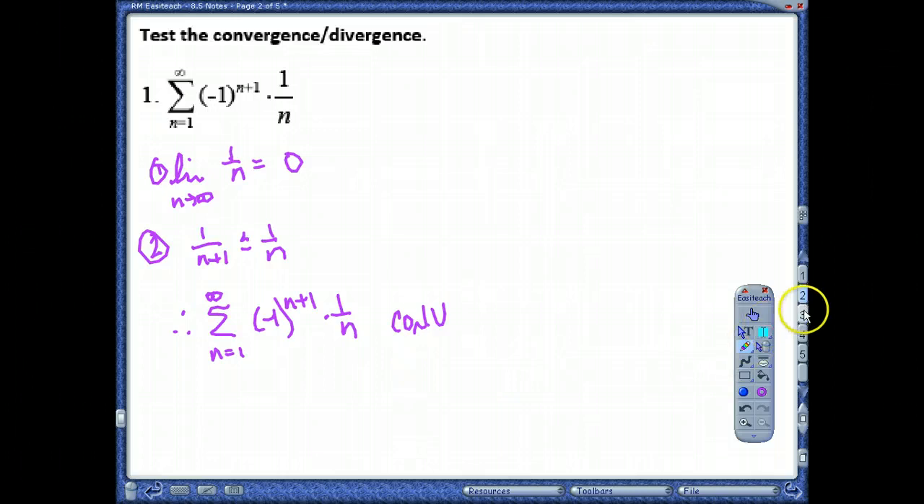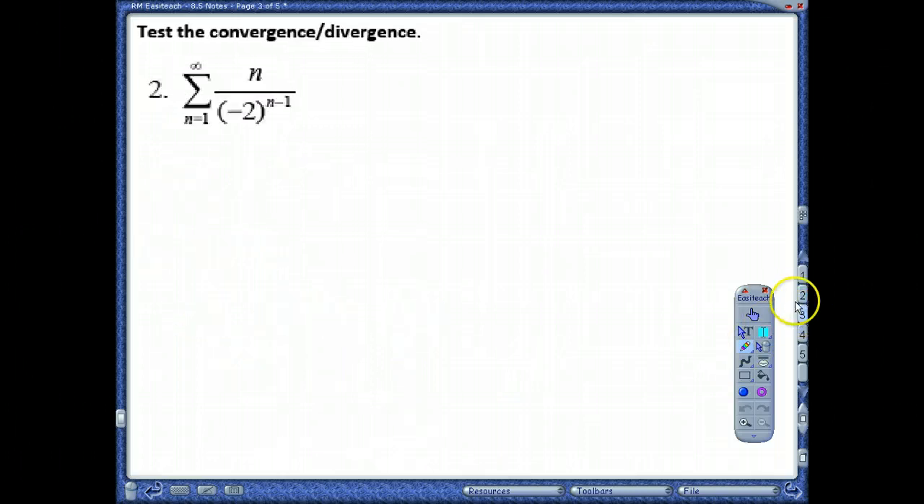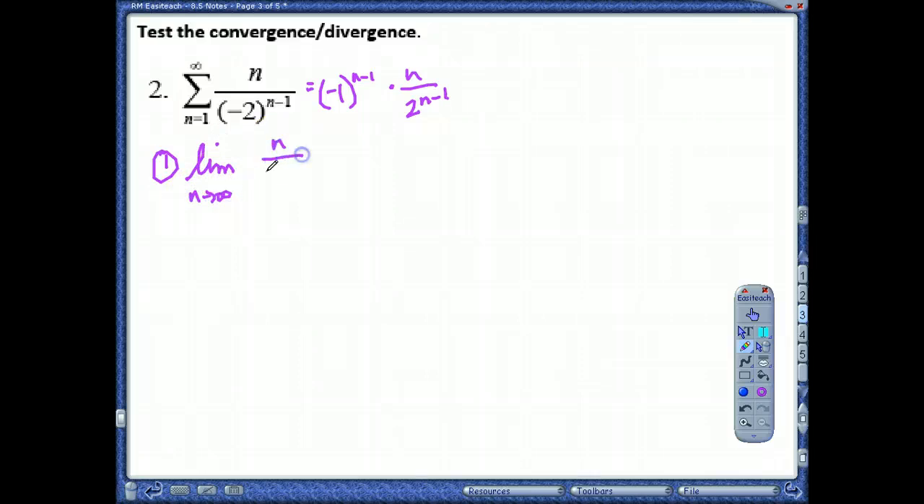Okay, so let's look at another example. This is pretty nice. Now once again I have that -1, so that shows me that I do indeed alternate. Now you may want to rewrite it with that -1 on the outside, and that way you have your n over 2 to the n minus 1 power. You don't have to rewrite it, but I do want you to think about separating that out, because you're just taking the limit as n approaches infinity of the n over 2 to the n minus 1 part.